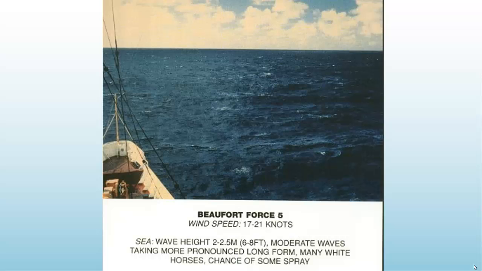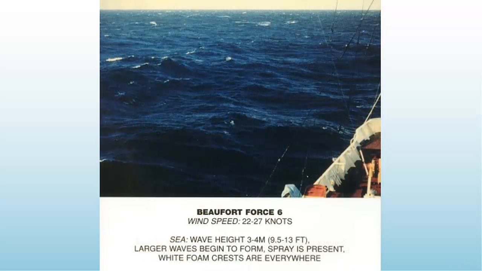And then force 5, we're talking about a wind speed of 17 to 21 knots. We're getting wave heights about 2 to 2.5 meters, 6 to 8 feet. And you're getting many more white horses or white caps coming up. And then you have force 6. And this is where the Norwegian liten kuling comes in. When we say in Norwegian liten kuling, that corresponds to Beaufort force 6. Here we have wave height 3 to 4 meters, and we're starting to have sea spray coming up, affecting visibility.